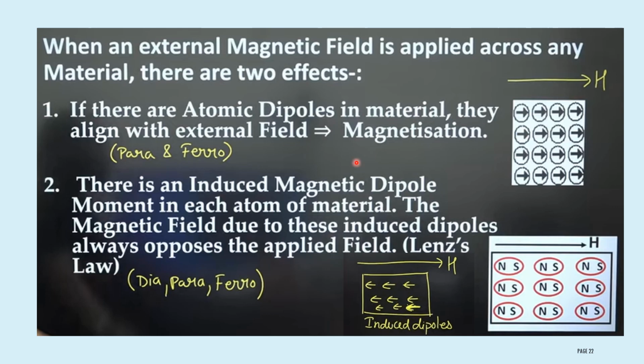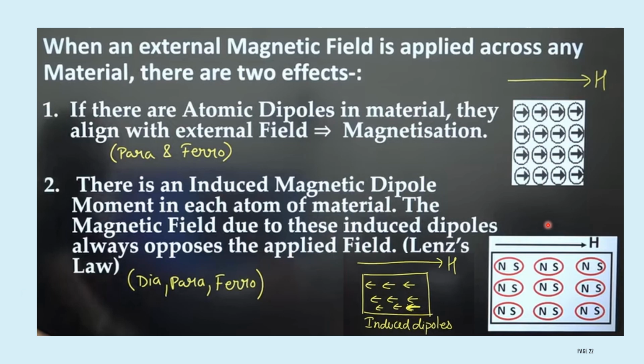This effect you can observe in paramagnetic and ferromagnetic material. This is not possible in the case of a diamagnetic material, because diamagnetic material does not contain atomic dipoles. Second point, there is an induced magnetic dipole moment in each atom of a material. The magnetic field due to these induced dipoles always opposes the applied field. This one we will call Lenz's law.